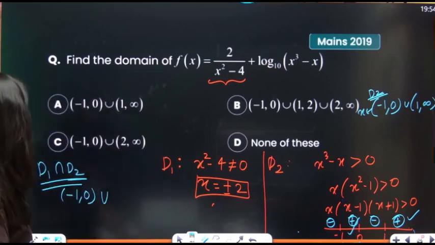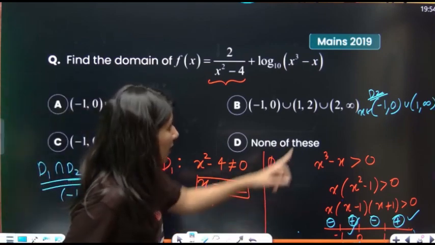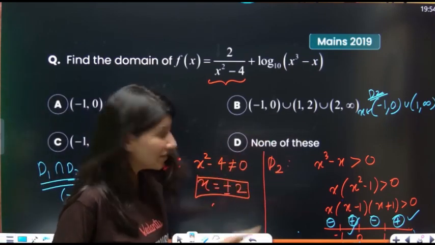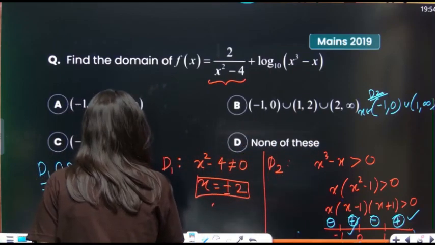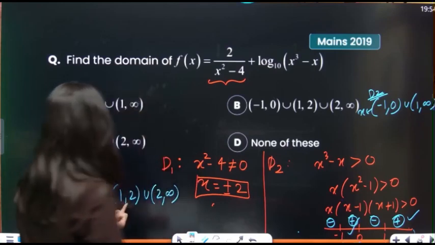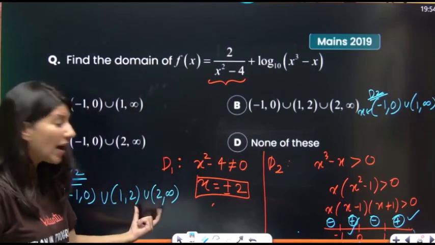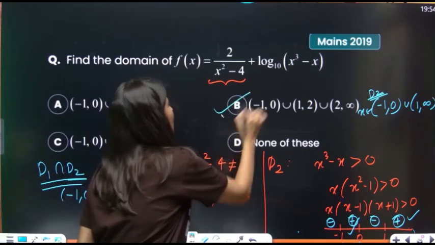Okay. So minus 1 to 0 union. Now 1 to infinity has 2 in it. You need to exclude 2. So union 1 to 2 and 2 to infinity. Can you see, in 1 to infinity you have excluded 2. So minus 1 to 0, option B is absolutely correct.